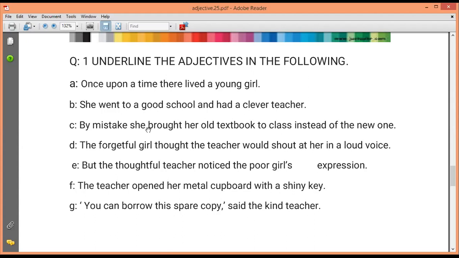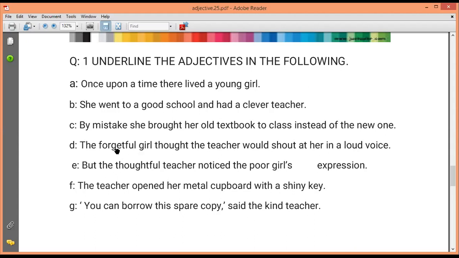By mistake, she brought her old textbook to class instead of the new one. Here, the word old is used to describe the textbook. Old textbook, old is an adjective. New one, new is also an adjective. It is telling us about the textbook. The forgetful girl thought the teacher would shout at her in a loud voice.